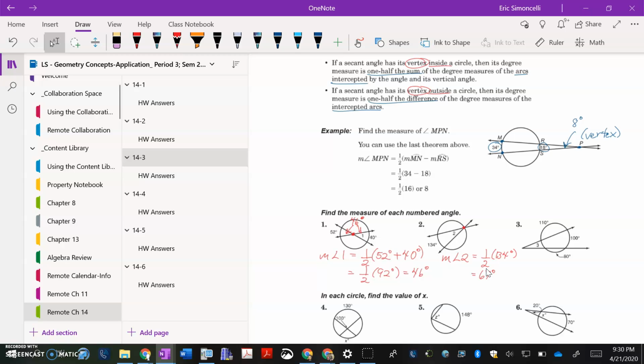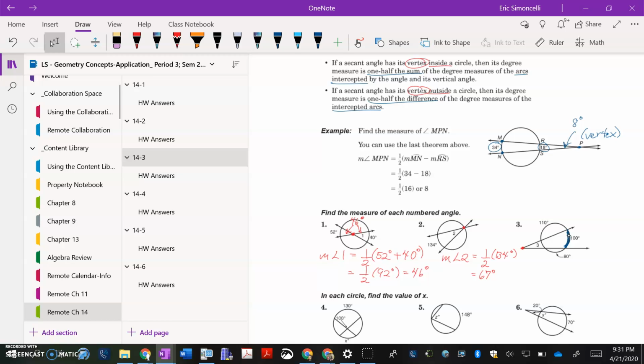Okay, so number 3, back to the new theorems. So angle 3 is, I would argue, pretty obviously outside the circle, of which the vertex is right there. We do have a combination of arcs, though, to consider. So we have an arc of 100 degrees. This is one of 2 arcs that we're going to have to use in the context of the actual theorem when I do my subtraction versus addition.